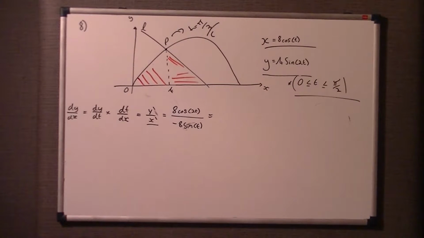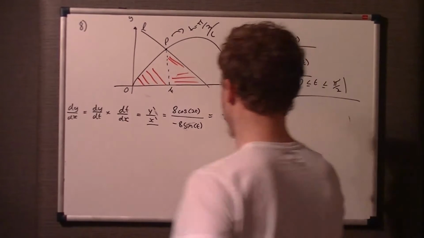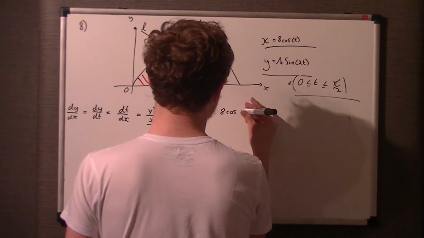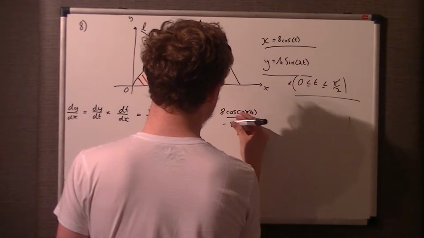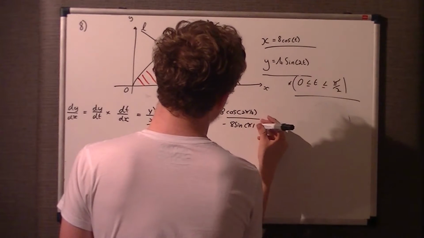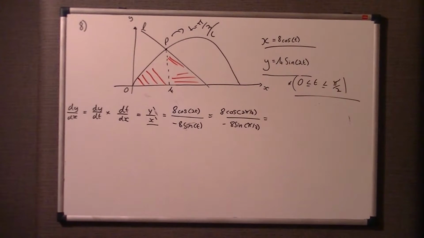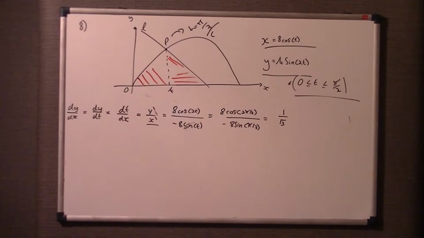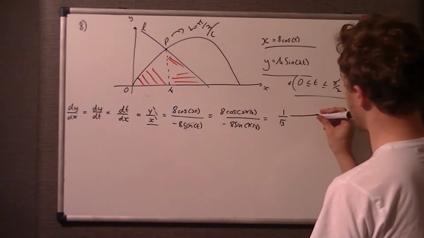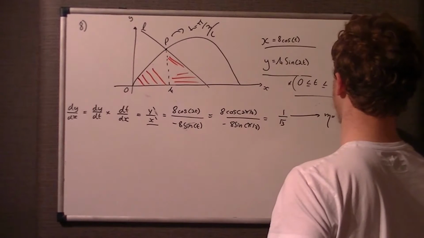What we need to do now, we know the t value at P is pi on 3, so we just sub pi on 3 into this equation to find the gradient. So 8 cos 2 pi on 3 over negative 8 sine pi on 3. Remember this is the gradient of the curve at this point. We want the gradient of the normal, so we have to work whatever this is out, which comes to be 1 over root 3. Therefore the gradient of the normal is the negative reciprocal, so m of the normal is equal to negative root 3 over 1, or negative root 3.